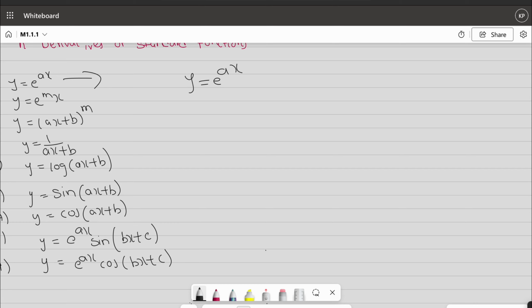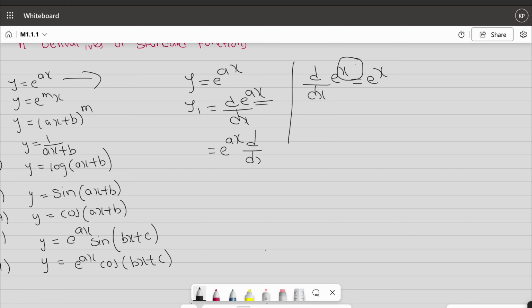Consider the first standard function, y is equal to e power ax. If we do the first derivative for this function, then y1 can be written as d by dx of e power ax. We already know that the derivative of e power x is e power x itself, but in the place of x we have ax. If we consider ax as x, the derivative becomes e power ax itself. But since we have ax in the place of x, we have to differentiate again, that is d by dx of ax. So it becomes e power ax into a, also written as a into e power ax.